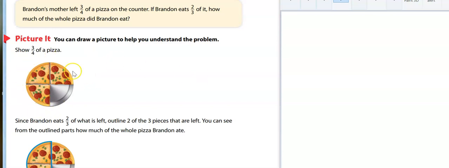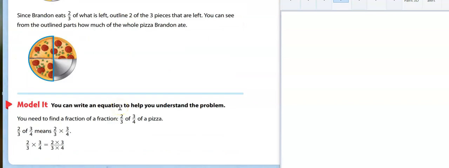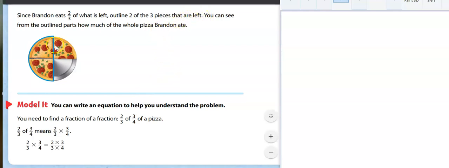So this picture model right here shows us the 3/4 of the pizza that was on the counter. So again, this is a whole pizza, but it's only showing us 3/4 of the pizza that Brandon's mother left him. Since Brandon eats 2/3 of what is left, outline 2 of the 3 pieces that are left. And they're right here outlined in blue. So you can see from the outlined parts how much of the whole pizza Brandon ate. So we can see that from the whole pizza, Brandon ate 1/2 of the whole pizza.